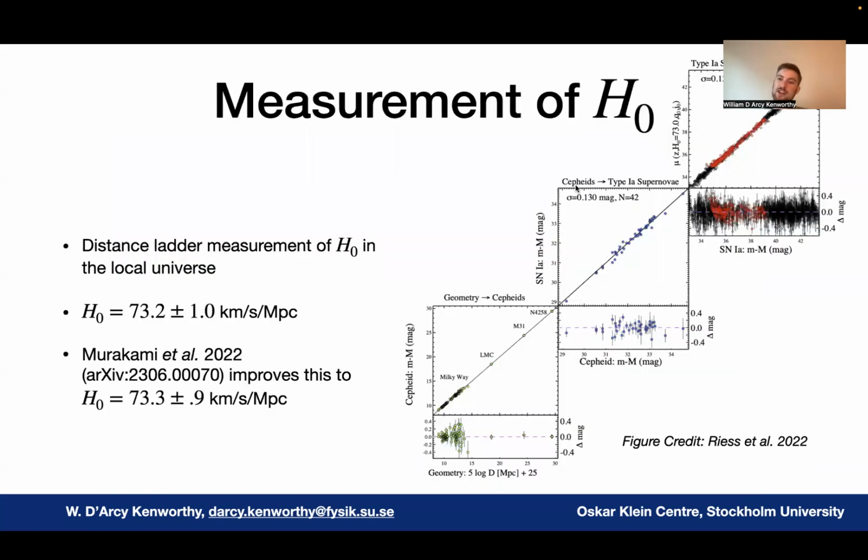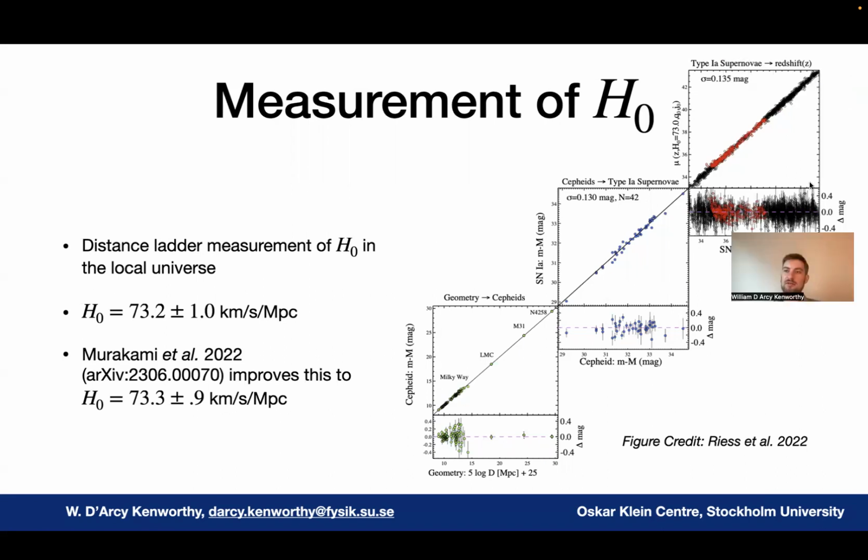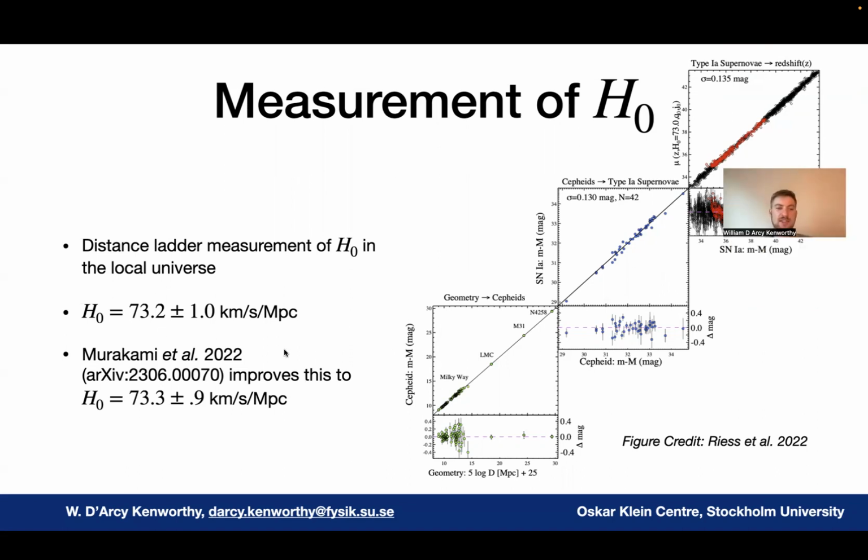This program has been conducted over the past 20 years, and in our most recent release in 2022, we had 42 Cepheid calibrator galaxies, 3 geometric anchor distances, as well as about 200 type 1a supernovae in the nearby Hubble flow. This measurement found that the Hubble constant was 73.2 plus or minus 1 kilometer per second per megaparsec. Recent work by Yukei Murakami, a graduate student at Hopkins, improves this to 73.3 plus or minus 0.9 kilometers per second per megaparsec.